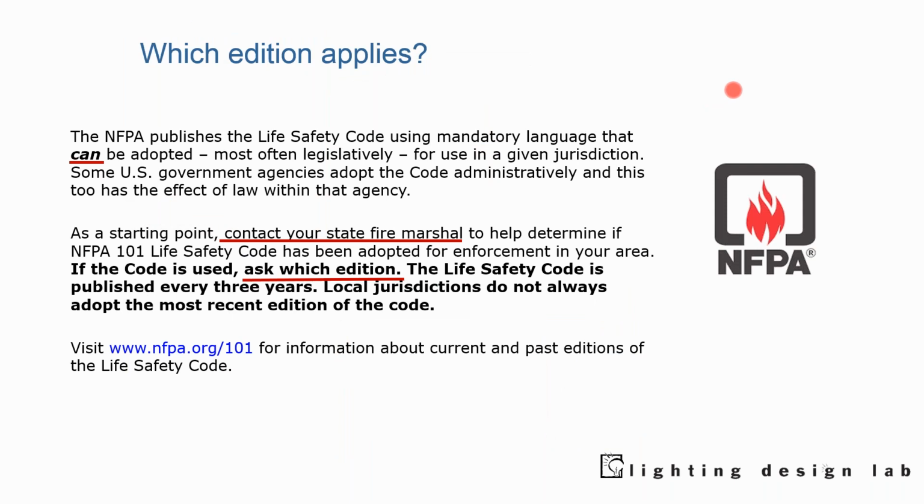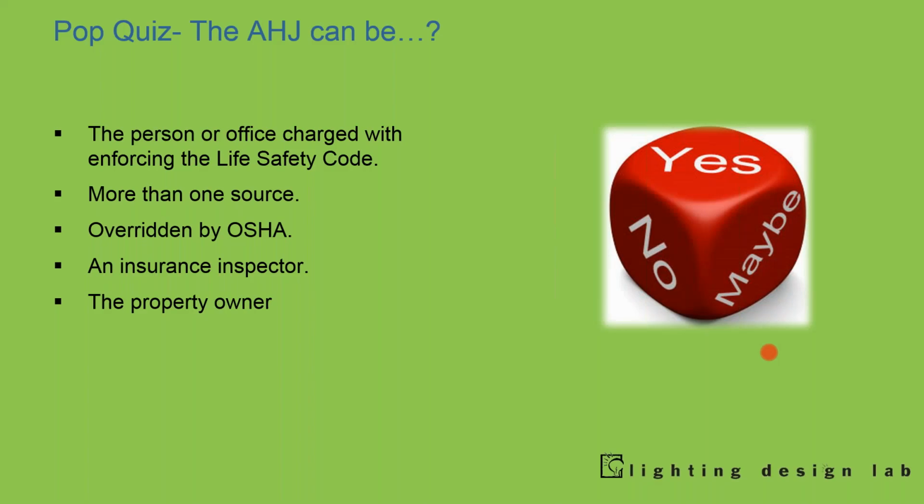The other thing that's interesting, we think of a lot of these codes, in this case the fire protection code, as this sort of carved-in-stone document, but it turns out it's actually language that can be adopted. Often it is, but it doesn't necessarily mean that that's what's in use. Additionally, you want to start by contacting a fire marshal to find out if they're using it, and also ask which edition, because not every area uses the most current edition. They may be using an older one, and that could influence how you move forward.